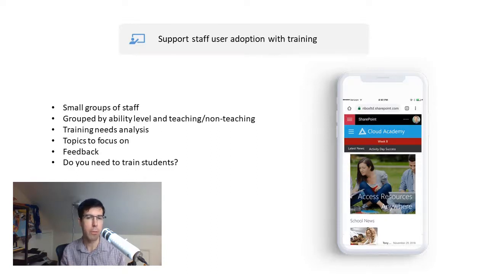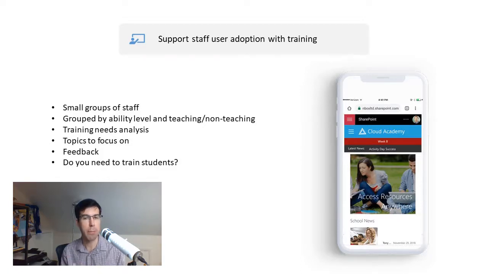So keep them to small groups of staff. It could be between 15 and 30. Imagine you're teaching a group of students. You wouldn't put them all in the hall watching a presentation and expect them to gain those real life skills. So it's about having those small classes of staff, making sure they're grouped by ability level, because that's going to make it easier in terms of the pace of the session and exactly what level of detail you go into.